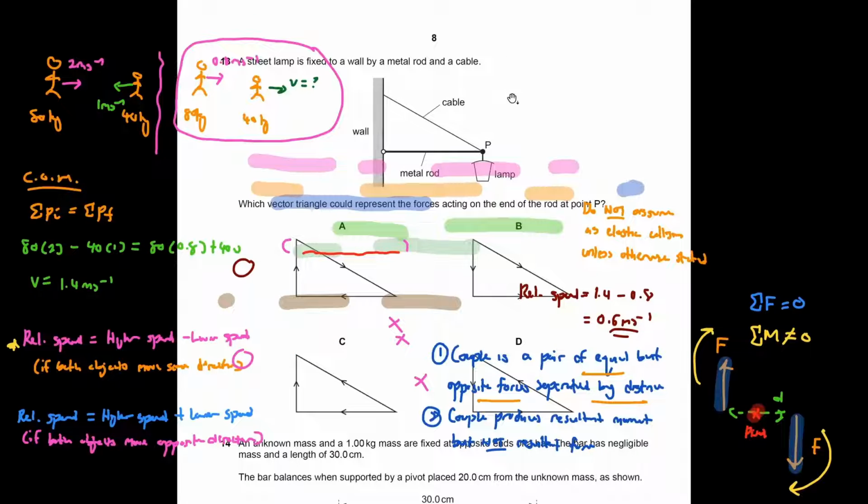Then if you're okay with that, then I move on to question 13. The rest of these questions are pretty straightforward. It's just the beginning part that was a bit difficult. Now, a straight line is fixed to a wall by a metal rod and a cable. Which vector triangle could represent the forces acting on the end of the rod at point P?